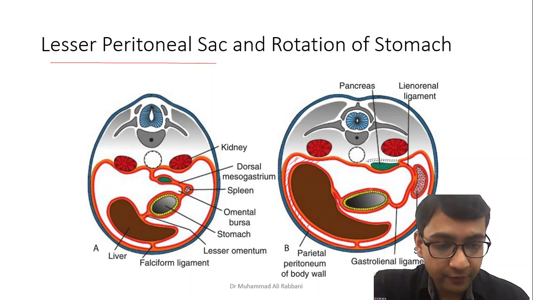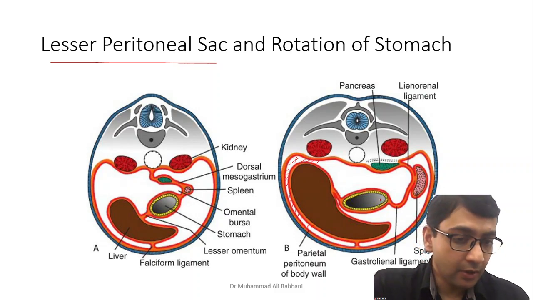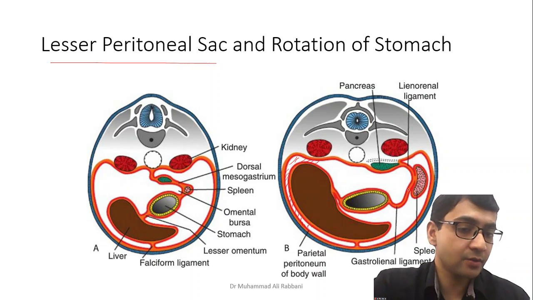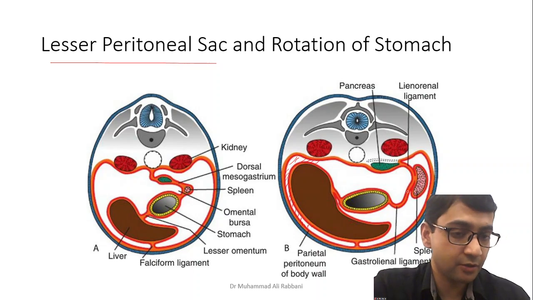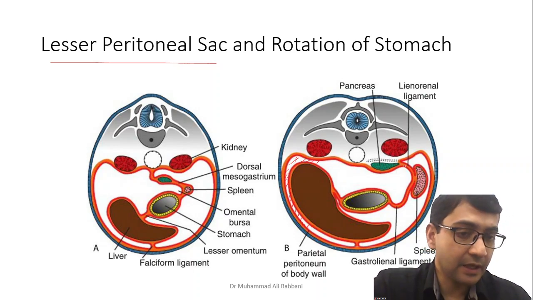You see, in front it has the stomach, and between stomach and liver it has the lesser omentum. On the posterior aspect, between stomach and spleen, it has the gastrosplenic ligament, and from the spleen to the posterior wall, that is the splenorenal ligament.